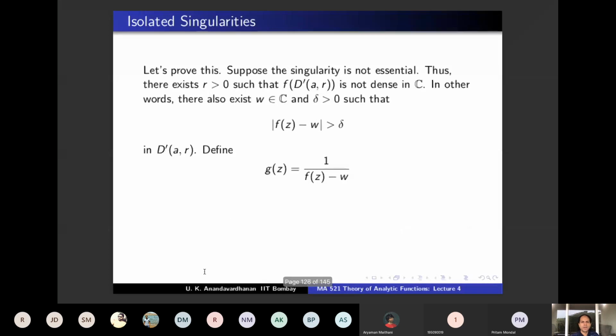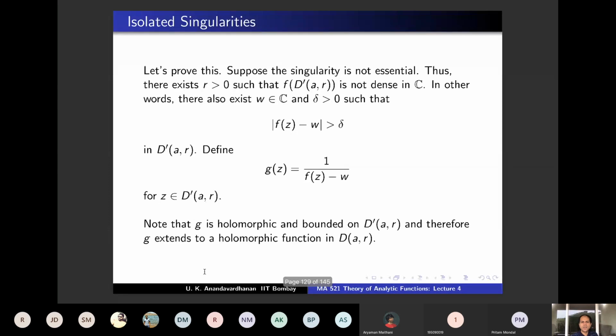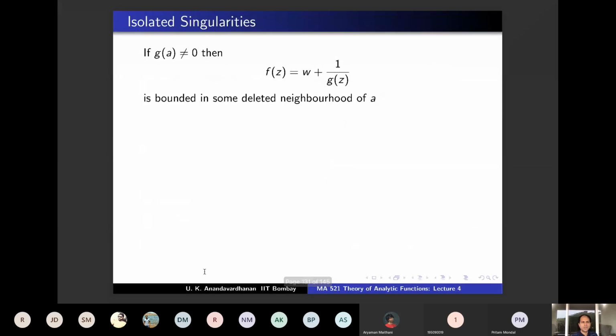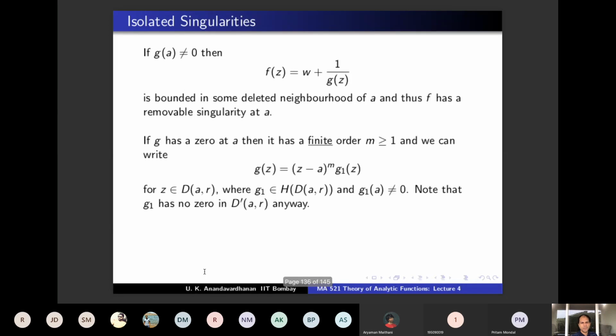And the essence of the proof is, by assuming that it is not an essential singularity, oh, we have exceeded time. By assuming that it's not an essential singularity, you have constructed a G and you have two cases, either at the singularity point G(a) is 0 or it is non-zero. In the non-zero case, you prove that it is removable. In the zero case, you prove that it is a pole.